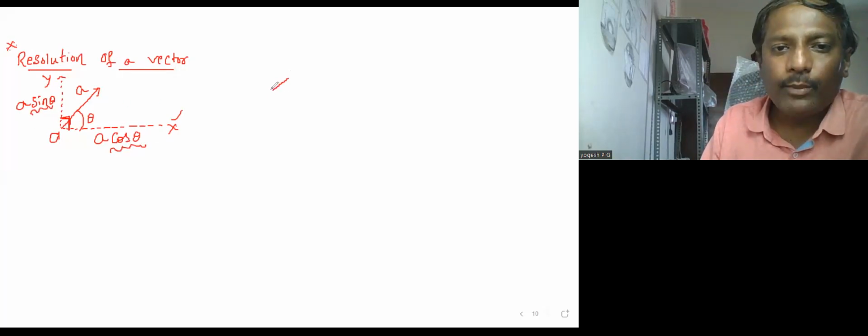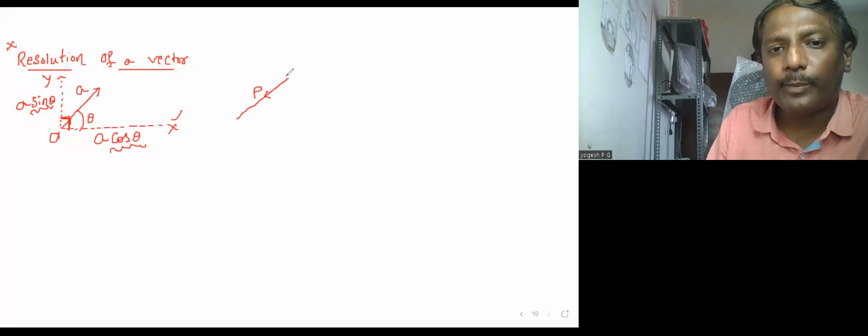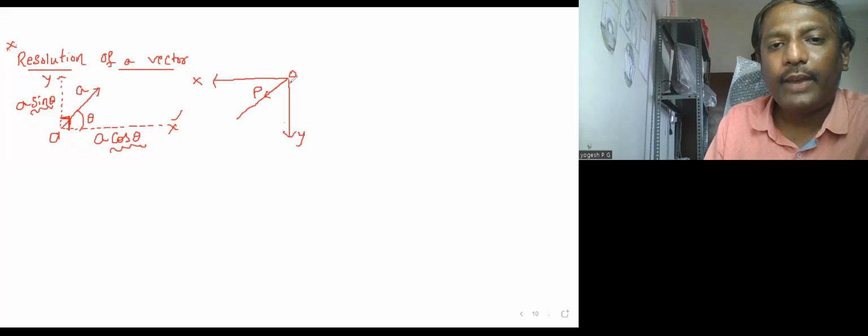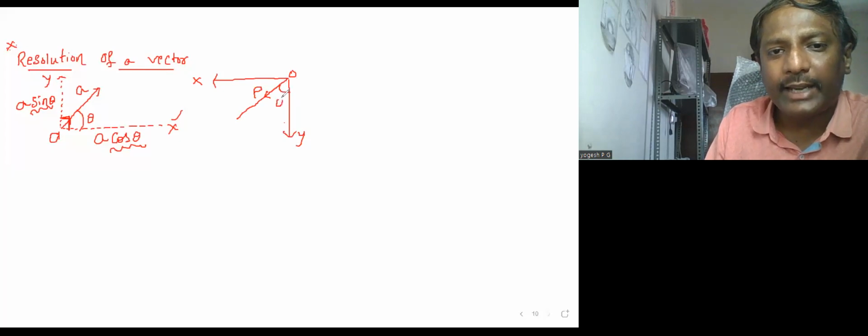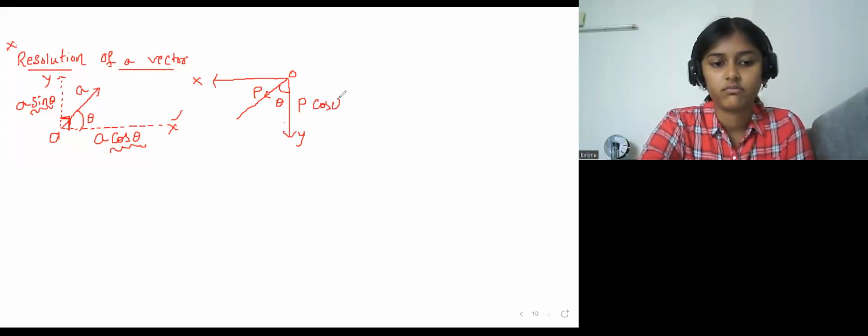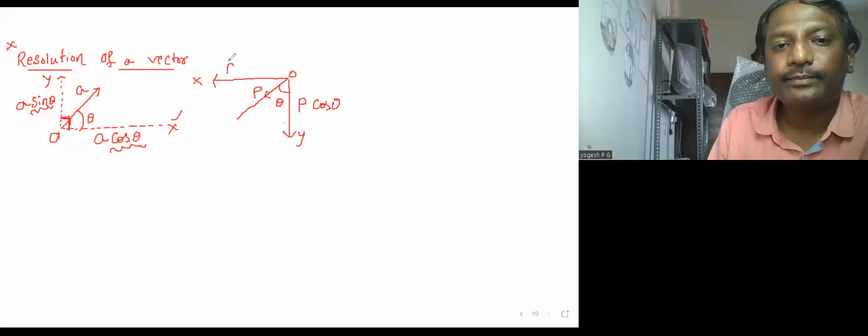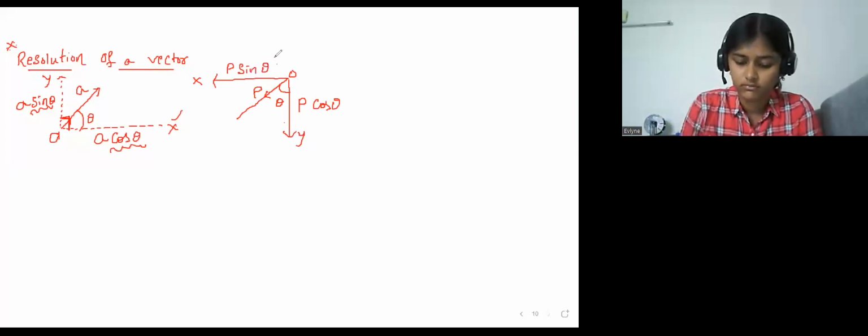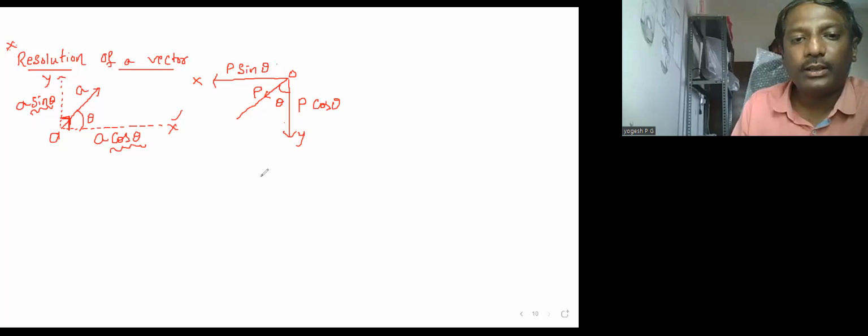Now, I am giving one vector, let us say P. Shall I split this P into two components? One is along OX, the other is along OY. If the vector P makes an angle theta with the OY component, then can you tell me what is OY? P cos theta. Okay. What about OX? P sin theta. Good.